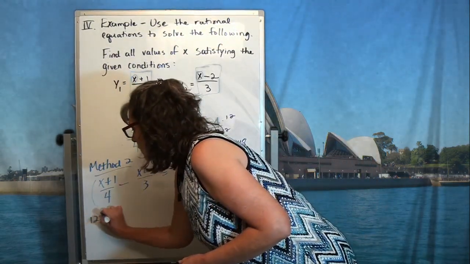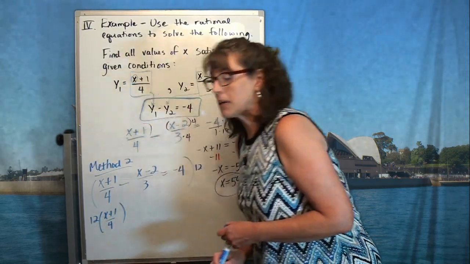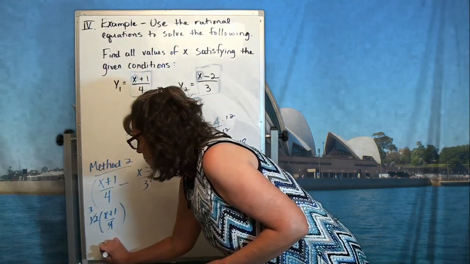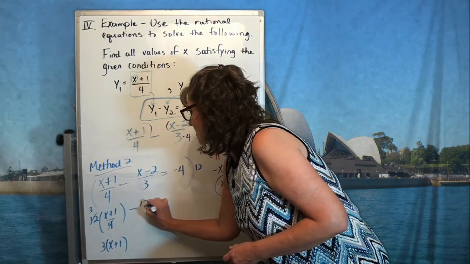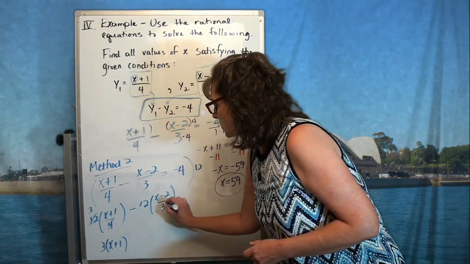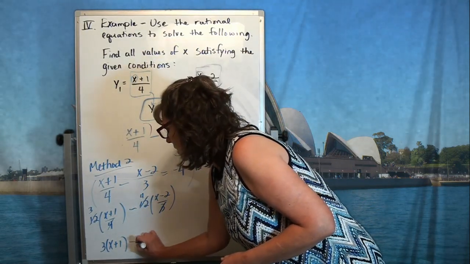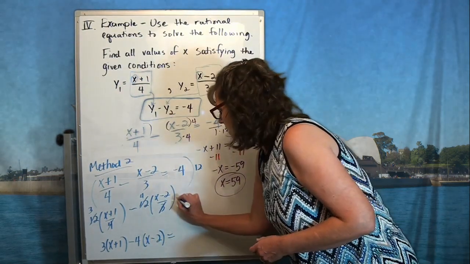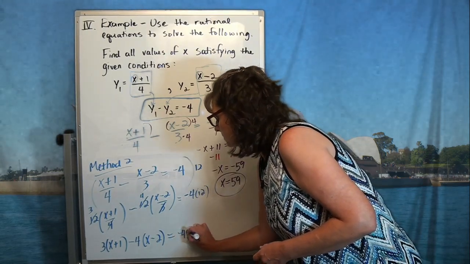So when I multiply the first term by 12, remember, I'm going to cancel on the diagonals. 4 goes into 4 once, 4 goes into 12 3 times, and I get a 3 times x plus 1. When I multiply my second term by 12, remember, once again, we cancel on the diagonals. 3 goes into 3 once, 3 goes into 12 4 times, giving me a negative 4 times x minus 2. And when I multiply in the back by that 12, I get a negative 48.